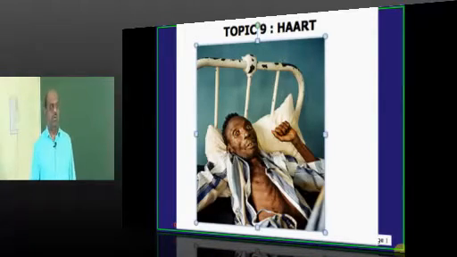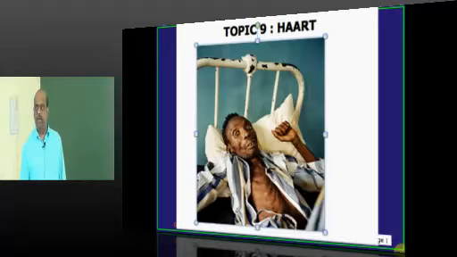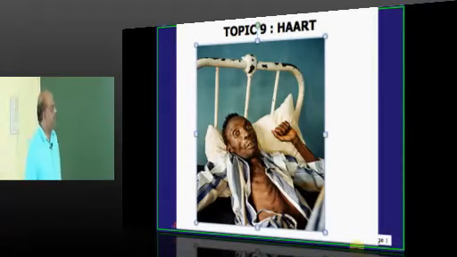Any entrance you go, UPSC or USMLE or anywhere in the world, malaria, TB and retroviral therapy, they are the most high yielding topics. Anything about them you need to know.